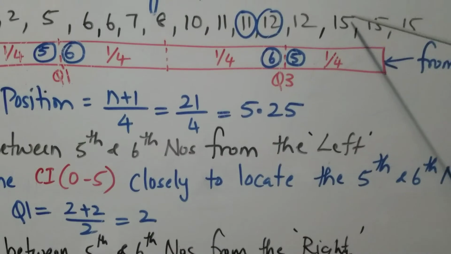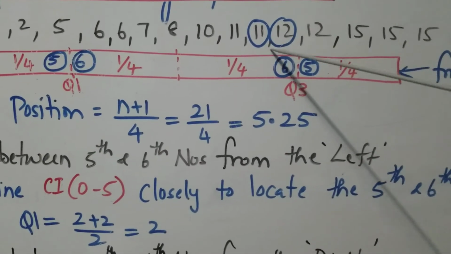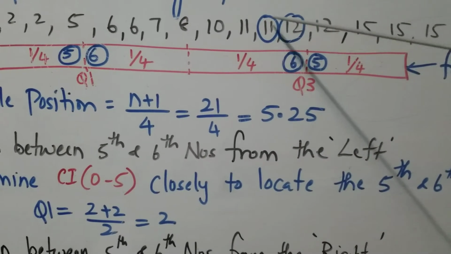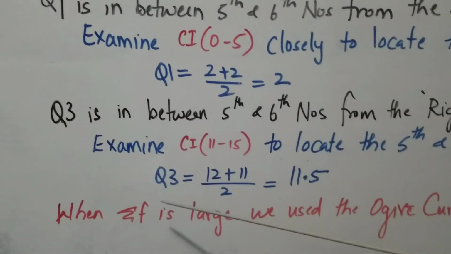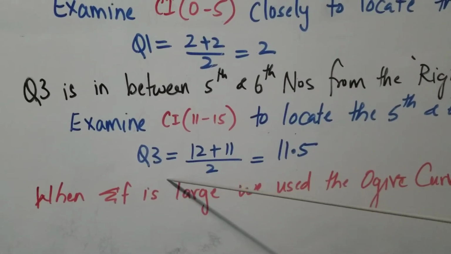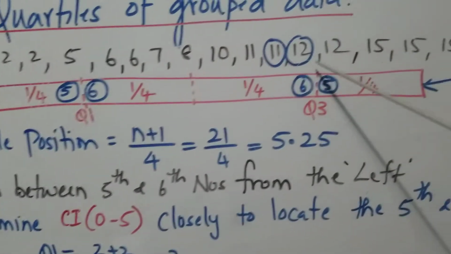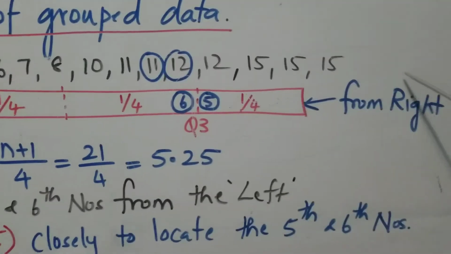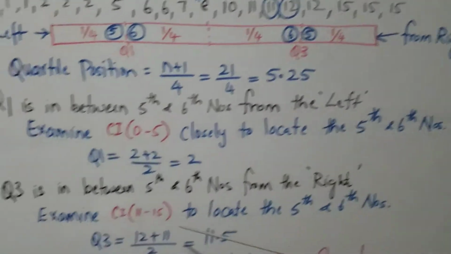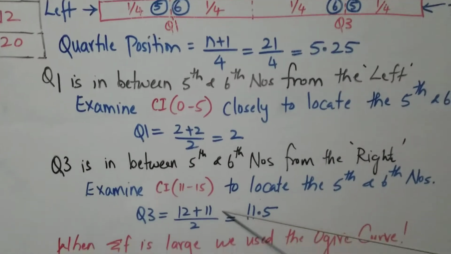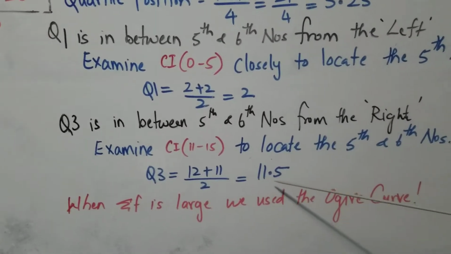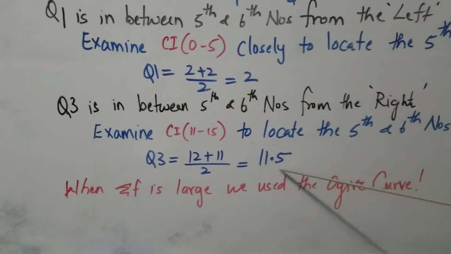So 1, 2, 3, 4, the 5th number is 12 and the 6th number is 11. So the upper quartile Q3 is the average of the 5th and the 6th numbers from the right. So it's 12 plus 11 divided by 2, which is 11.5.